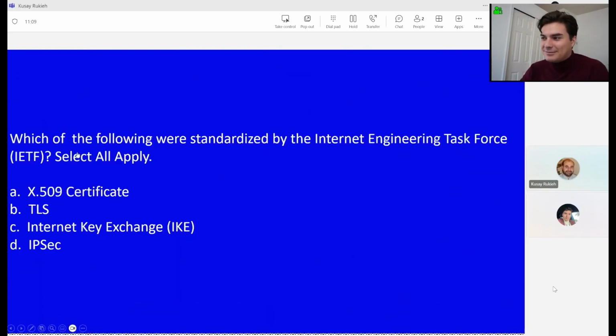I'm feeling lucky. What's the following were standardized by IETF? Remember, select all that apply. Oh, I need to phone a friend here. Standardized by the IETF. I'm going to go with TLS and IPSEC. Yep, these are good answers. Give me more. And the X.509 certificate. Give me one more. And the Internet Key Exchange, is it all four? All the above, correct. Okay, this was a trick question. I don't like that.